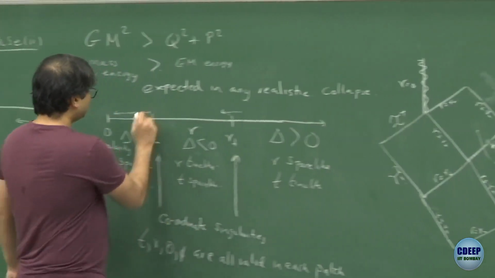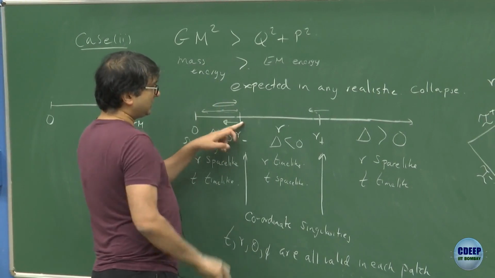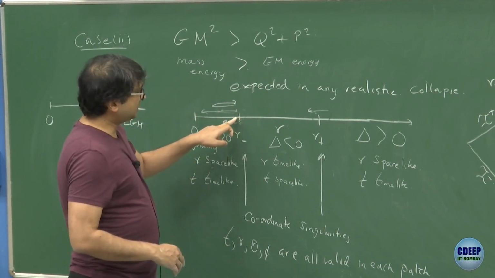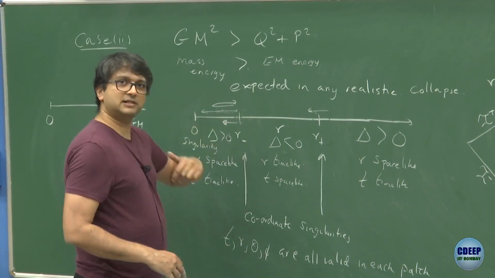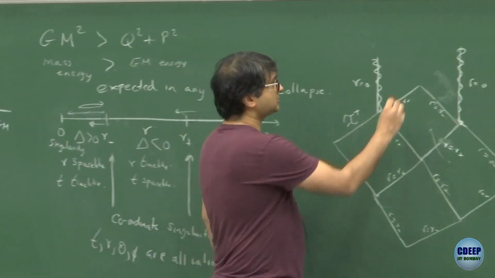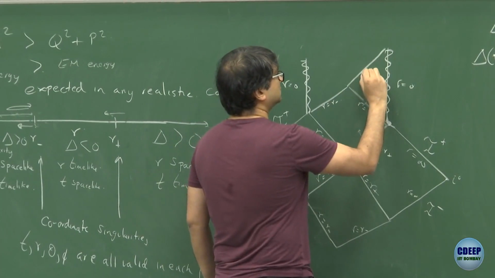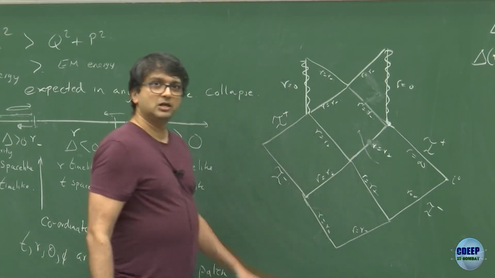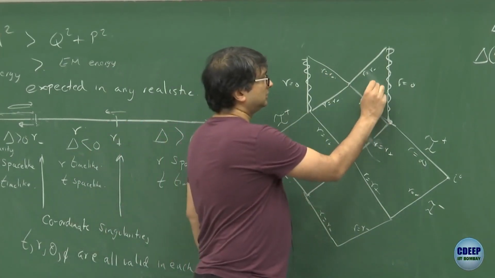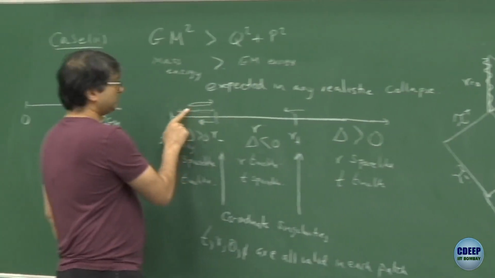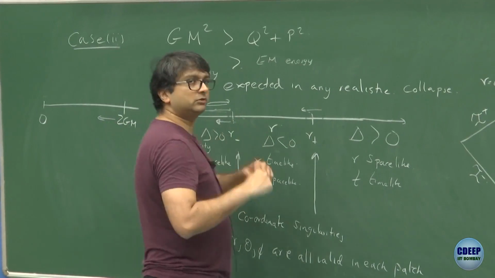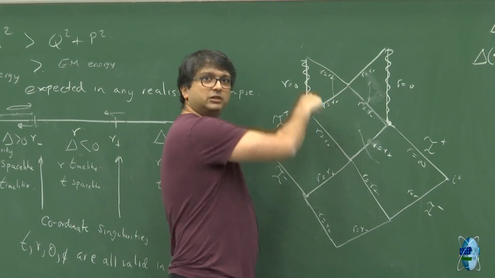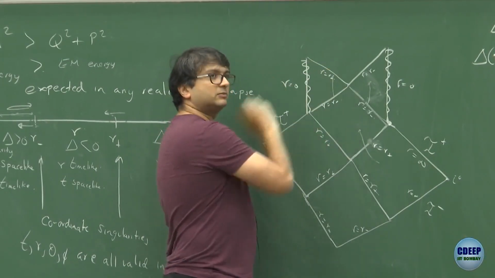If I choose to go away from it, then once again I will cross this boundary at R minus, which will be an event horizon. But this R minus that I cross is not going to be the same R minus that I entered from. It will be a different R minus, which is over here. If I choose to come back towards R minus, I am going into the future. So since I'm going into the future, this is not the same R minus that I started from. I'm going into a future R minus, and that's going to be somewhere here.